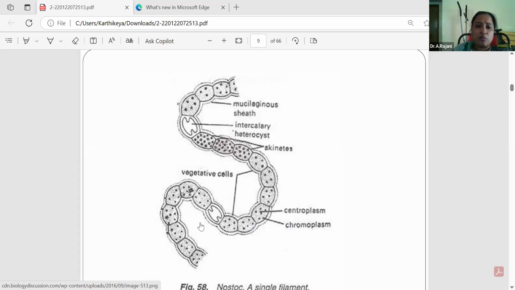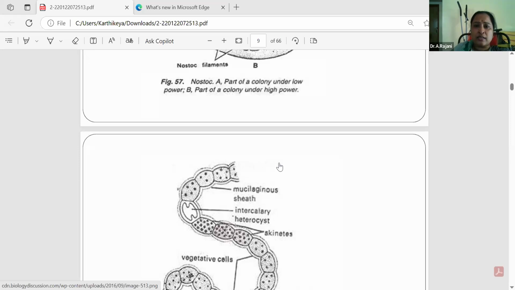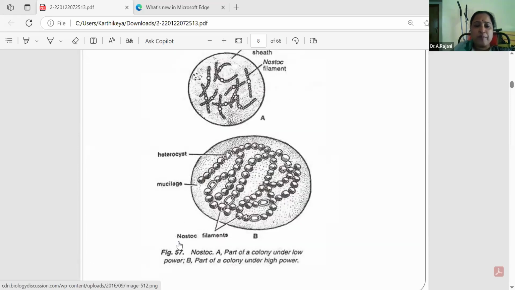NOSTOC is a blue-green alga arranged in bead-like chains that are grouped together in a gelatinous mass. See this one, it is together in a gelatinous mass. The size ranges from microscopic to walnut. You can't say directly, but under an electron microscope you can observe this bead-like structure. Masses of NOSTOC may be found on soil or floating in water.